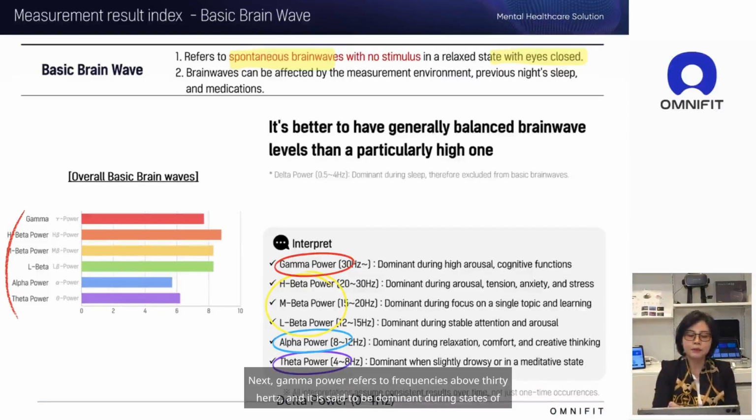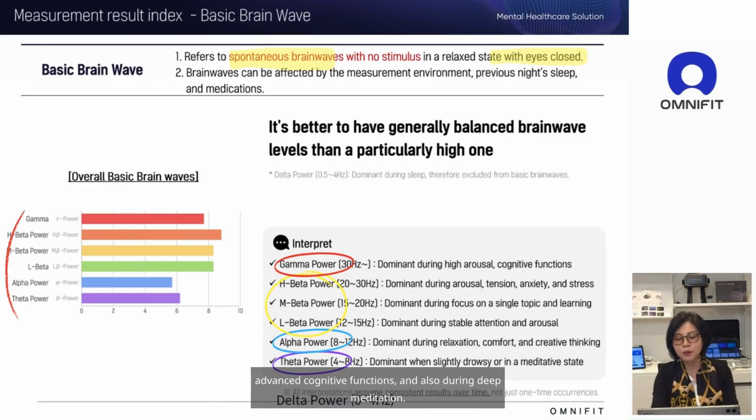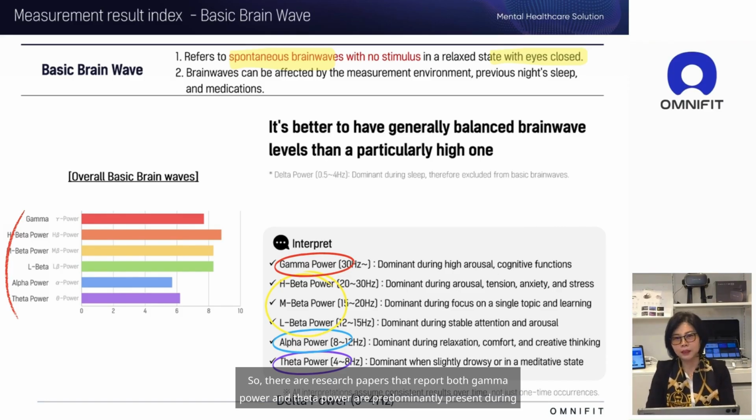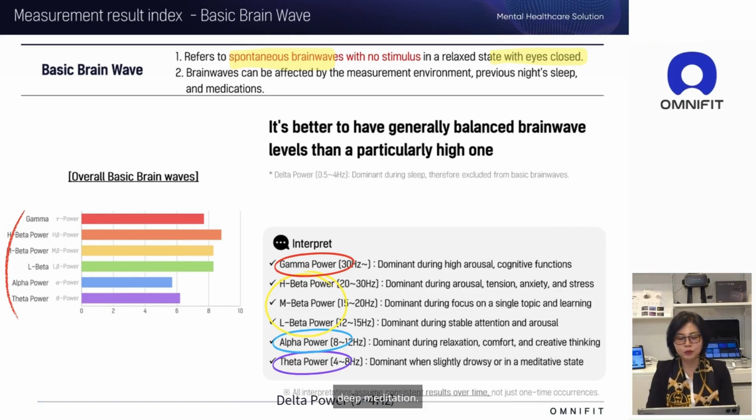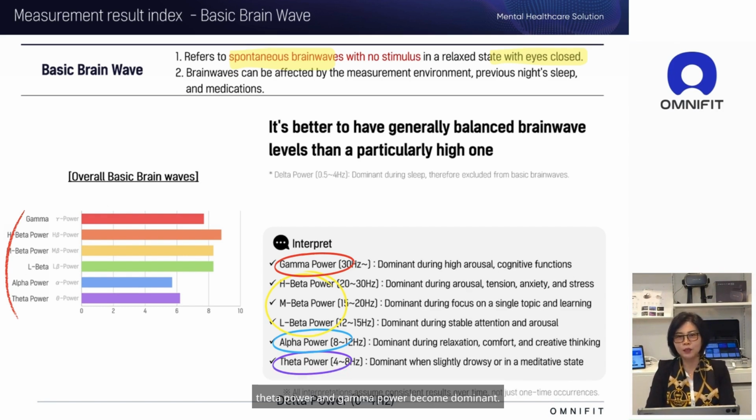Next, gamma power refers to frequencies above 30 Hz, and it is said to be dominant during states of high alertness, when you need to intensely concentrate to solve a math problem, in situations requiring advanced cognitive functions, and also during deep meditation. There are research papers that report both gamma power and theta power are predominantly present during deep meditation. There are research findings from studies on Tibetan monks showing that when they enter deep meditation, both theta power and gamma power become dominant.